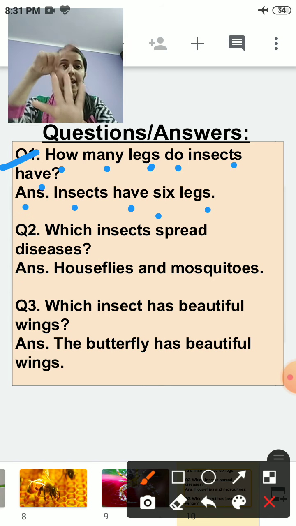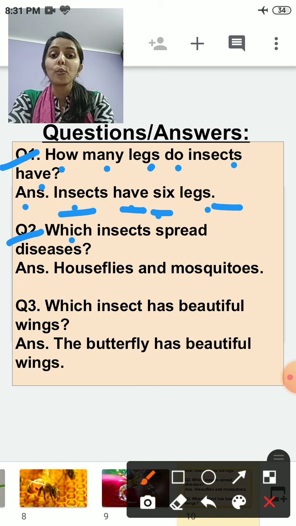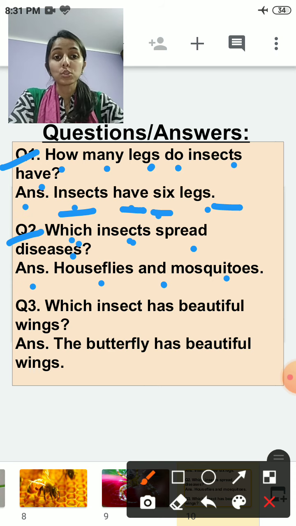Now, second question. Which insects spread diseases? Answer is houseflies and mosquitoes.